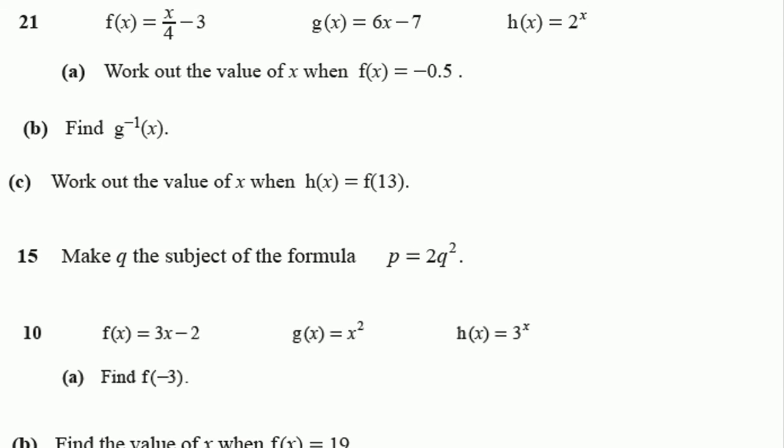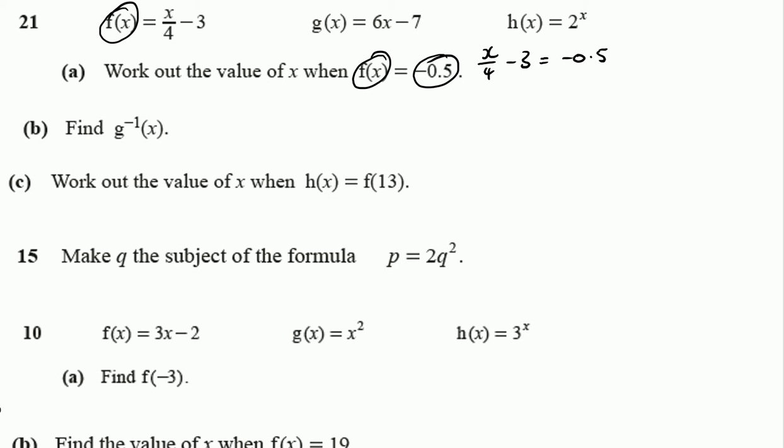Okay, functions. Work out the value of x when f of x equals minus 0.5. So, if f(x) equals minus 0.5, then that's f(x) equals minus 0.5 over here as well. In other words, x over 4 minus 3 equals minus 0.5. And I just have an equation to solve.